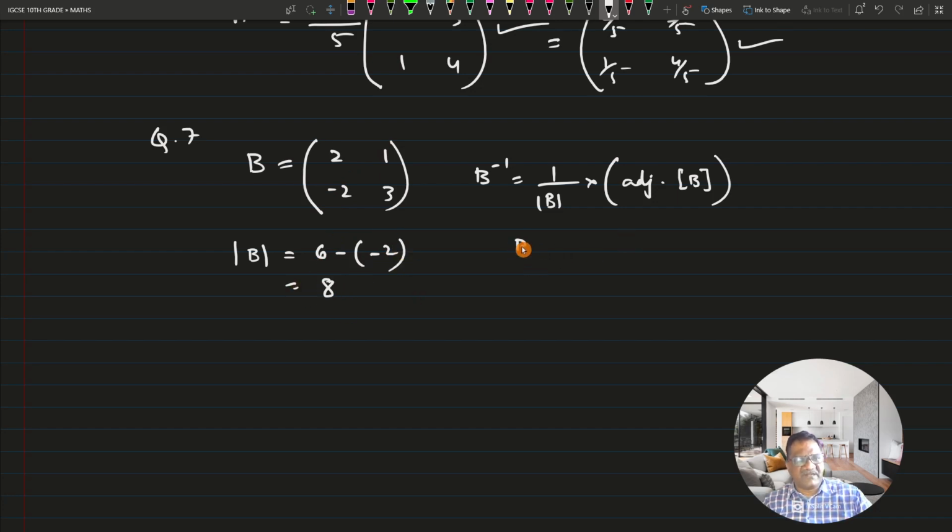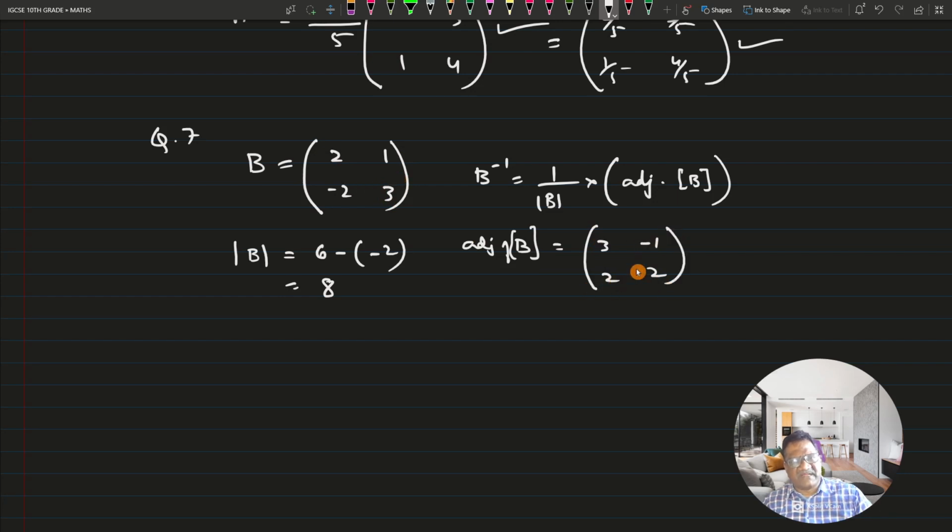Right. Now the adjoint of B. This will be what? So you just swap this position of 2 and 3. So this will be 3 and 2. And just take a negative 1 and plus 2.